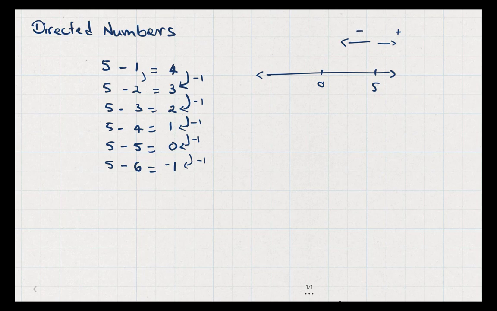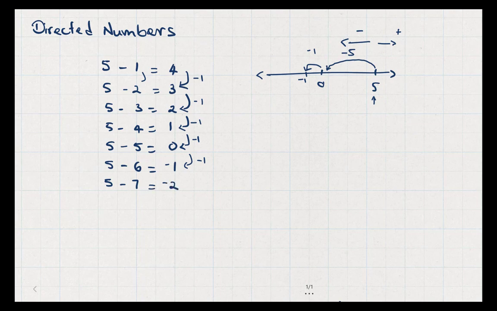So from 5, I am taking away 6. We know that if I take away 5, it brings me back to 0. So that's if I take away 5, but I needed to take away 6, so that's 1 more, and that will take me to negative 1. 5 to the left plus 1 more to the left. Following that pattern, 5 minus 7 is equal to negative 2.